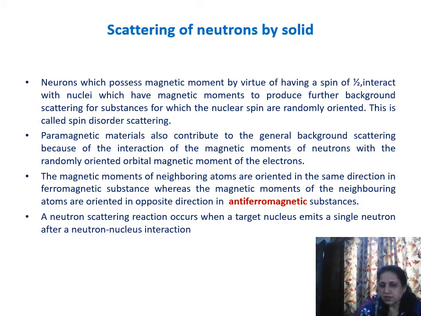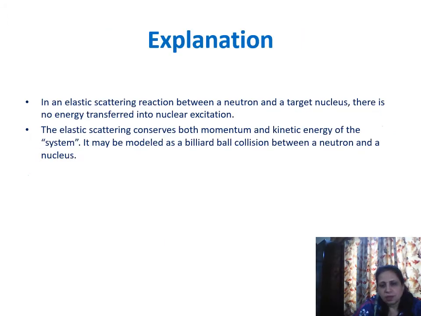A neutron scattering reaction occurs when a target nucleus emits a single neutron after the neutron-nucleus interaction. Its explanation is that in the elastic scattering reaction between a neutron and a target nucleus, there is no energy transferred into nuclear excitation. The elastic scattering conserves both momentum and kinetic energy of the system. It may be modeled as a billiard ball collision between the neutron and the nucleus.